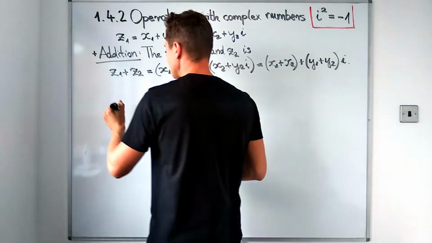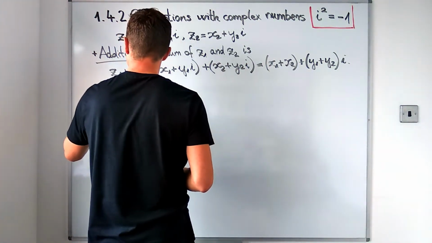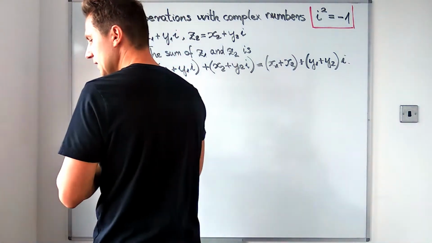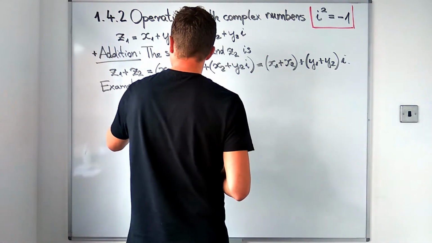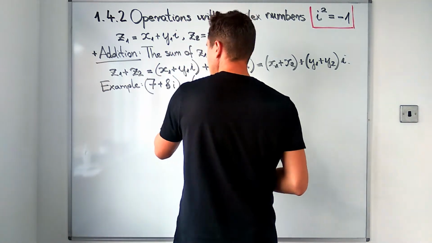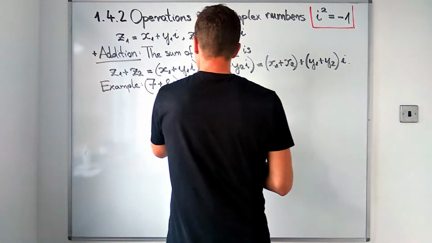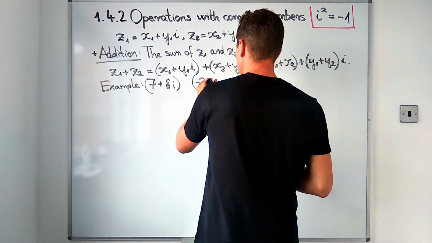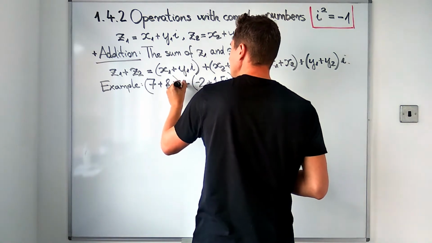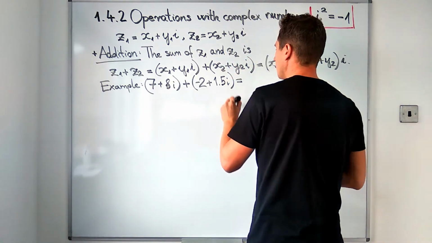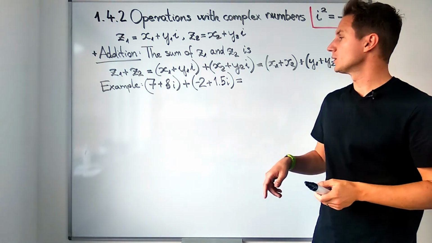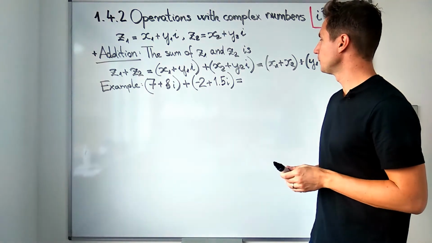Let me give you a concrete example. So let's consider the numbers 7 plus 8i and -2 plus 1.5i, and I want you to add these numbers. Okay, pause the video and input your answer in the box below.